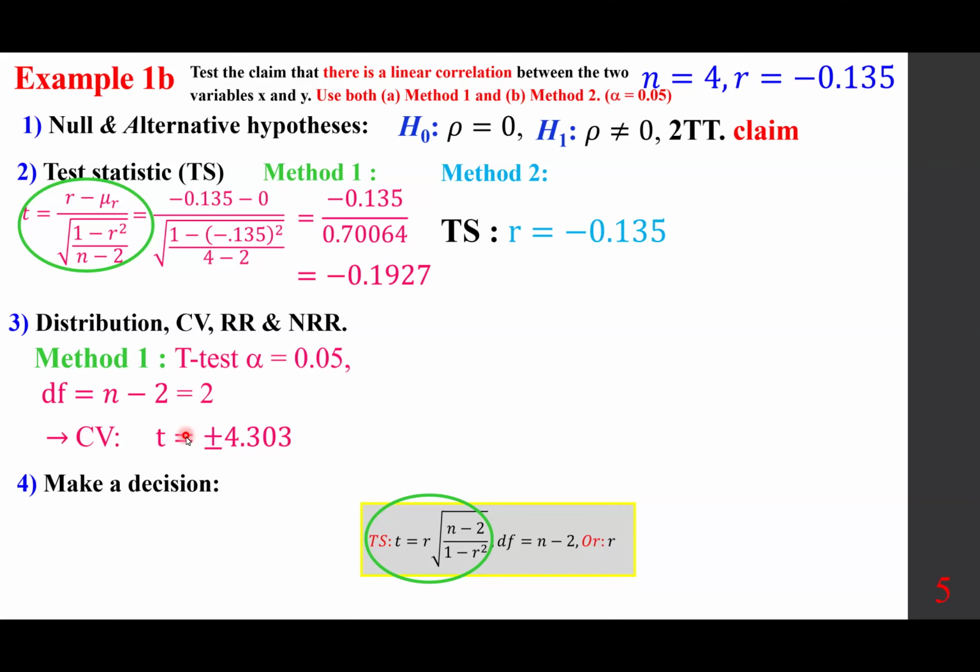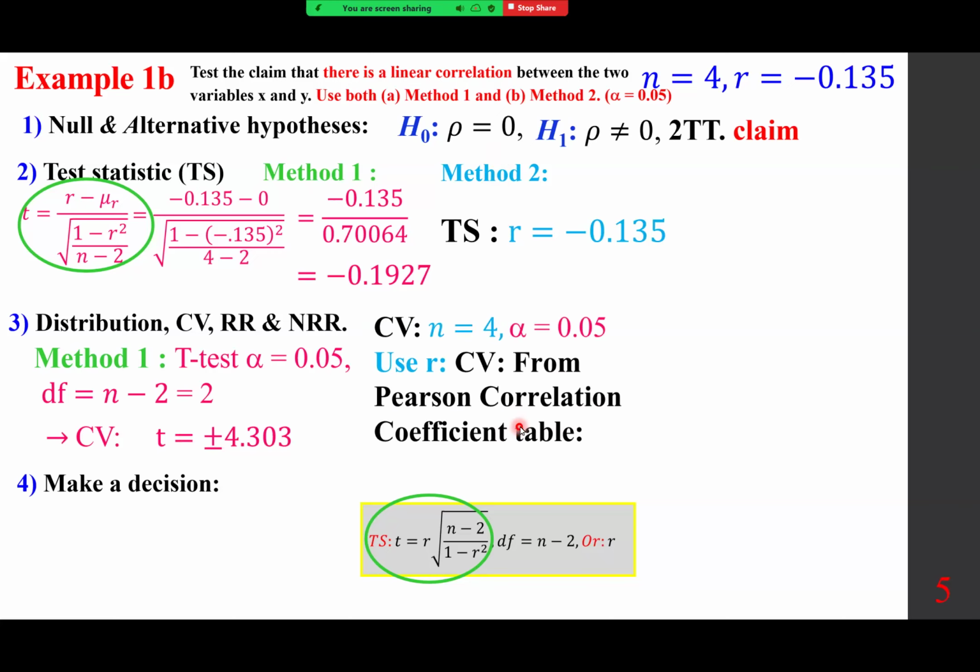So the critical value for method 2 comes from the Pearson correlation coefficient table. And the table gives us one number, and we make it plus minus because it's a two-tailed test, everybody. Whatever number that this gives us, we make it plus minus. So it's plus minus 0.950. So now we make a decision.